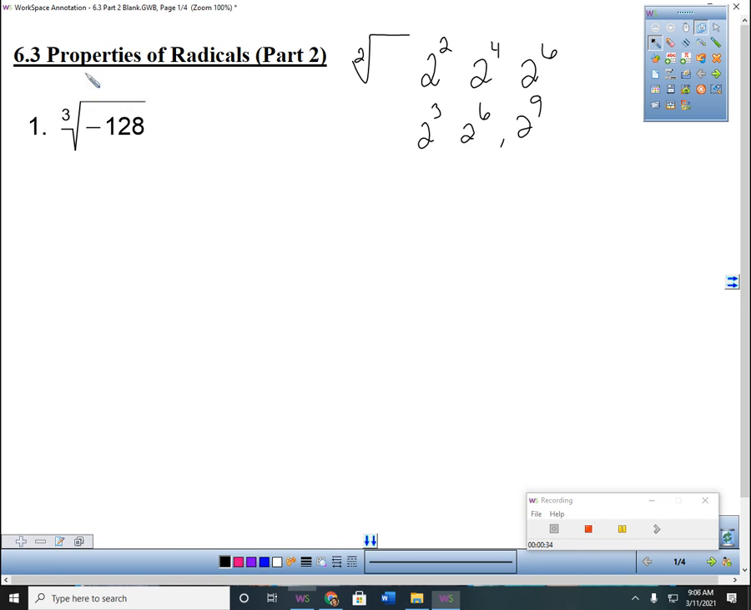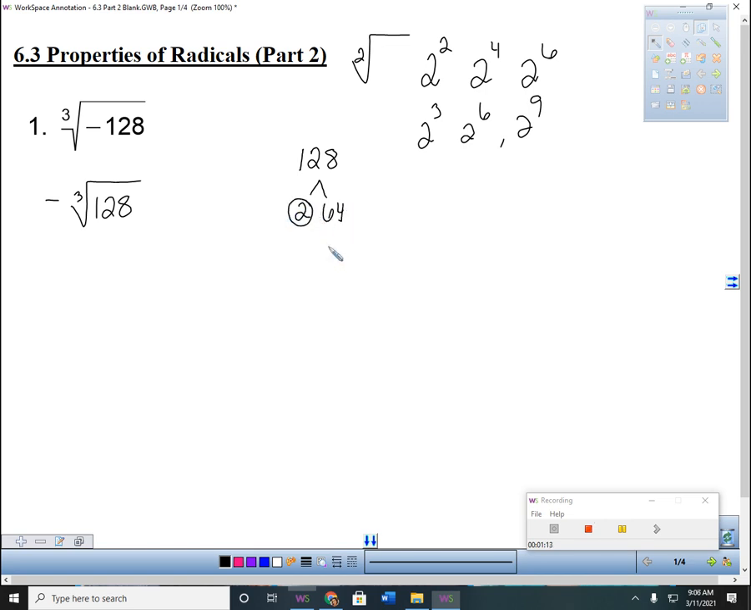Now remember, you can take the cube root of a negative, and when you do, it comes out to be negative. So this is really the same thing as a negative cube root of 128. So let's just remove the negative, put it out front, that way we don't forget our negative in the end. So we're going to do a factor tree just like we did for your square roots. So 128, that will divide by 2 because it's even. So 2 and 64.